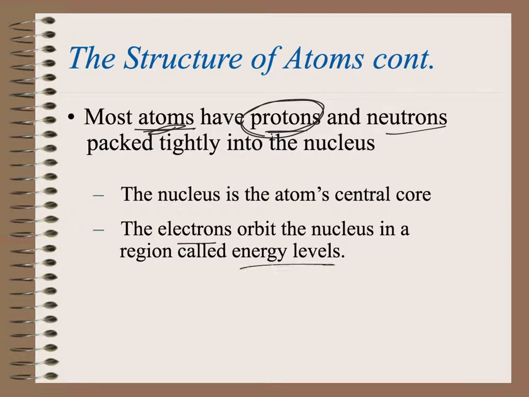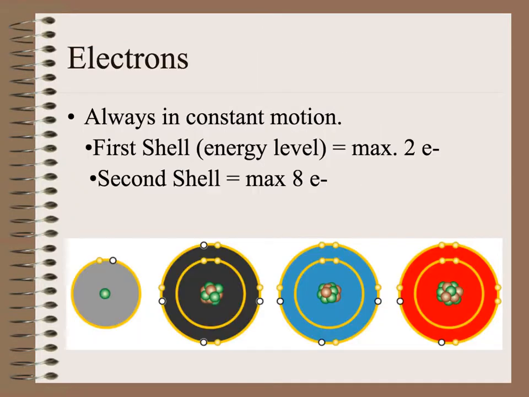And this gets very complicated. We're going to keep a lot of those energy levels and orbits for chemistry. We'll get into a little bit, but just know that they are way more detailed than what we get into. All right, so electrons are always going to be in constant motion.